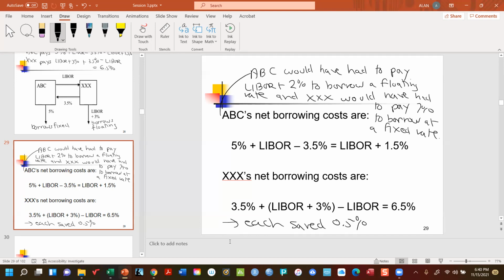Well, that's not too shabby. And all they had to do was get together and make this arrangement. They're basically borrowing in each other's areas of the markets, borrowing in the area that the other one wanted, because ABC wanted a floating rate and XXX wanted a fixed rate, but it did not make any sense for them to borrow directly. By making this arrangement, they've not only transformed their liabilities into something they prefer, but they're also saving 0.5%.